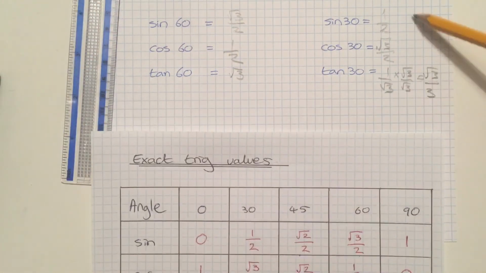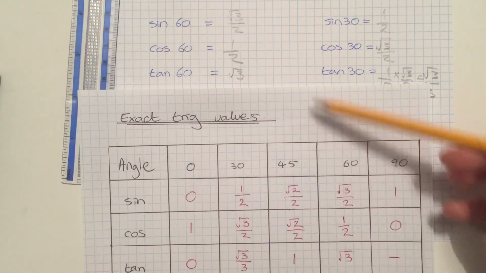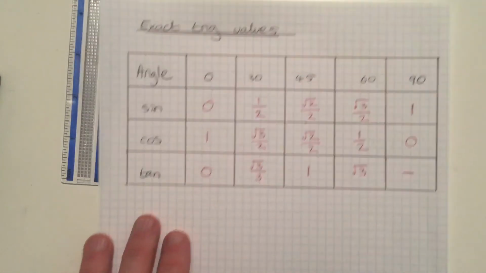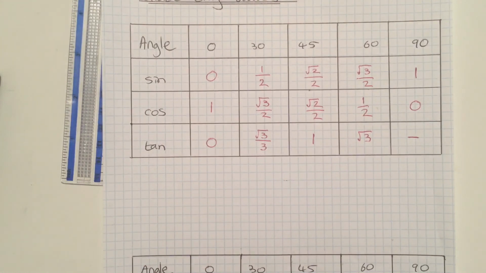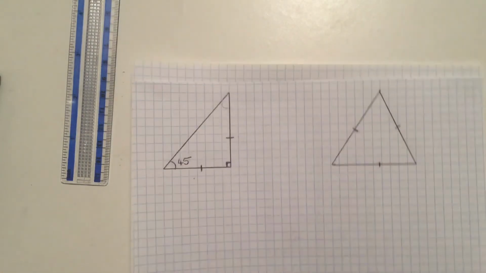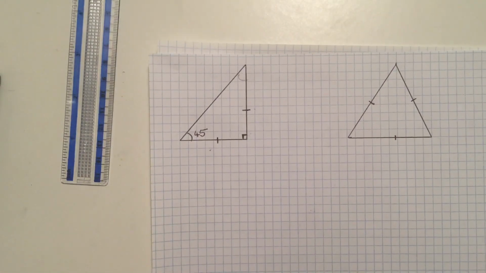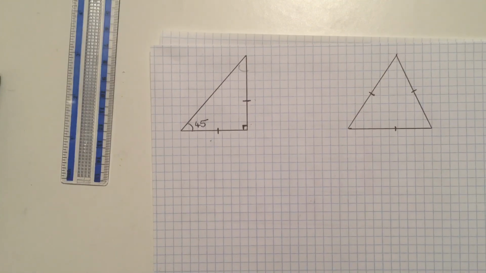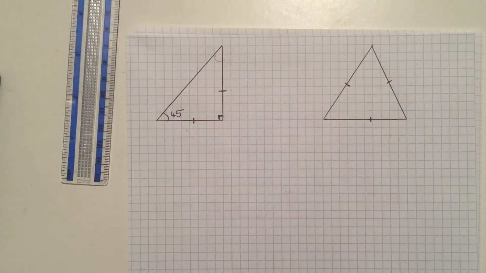So this column is there, this column is there. I've shown you where all of these values in this table come from, and we don't need to learn any of it. All we actually need are these two triangles, a little bit of Pythagoras and a little bit of SOHCAHTOA. That's all you need to be able to get these values.